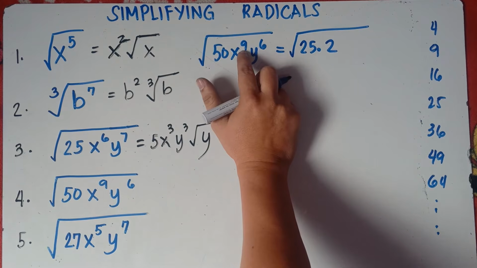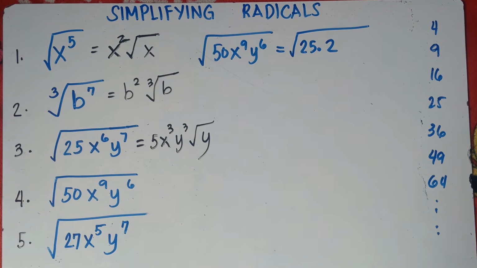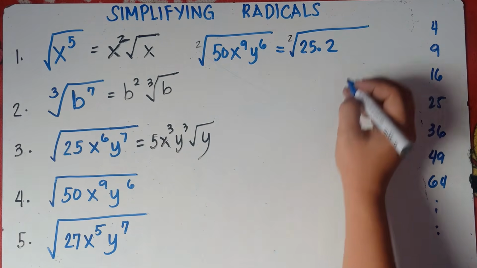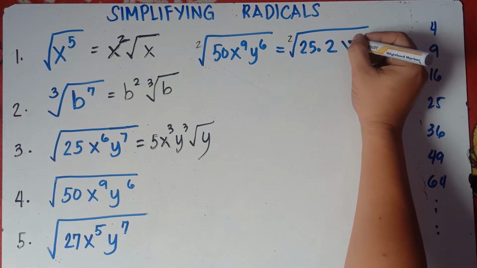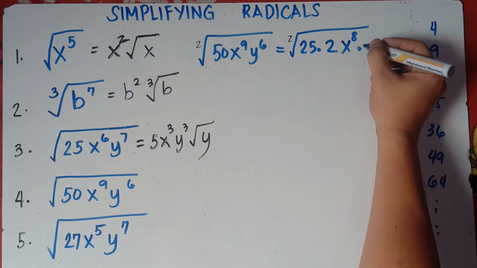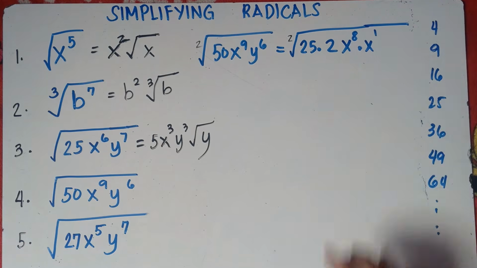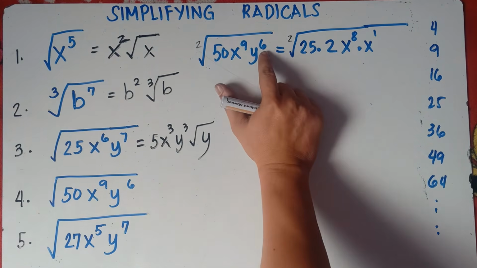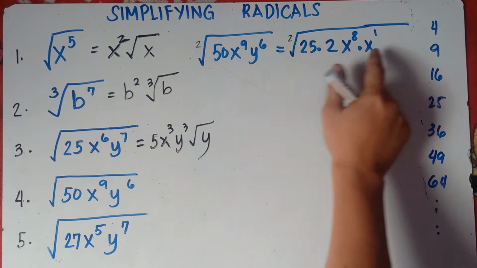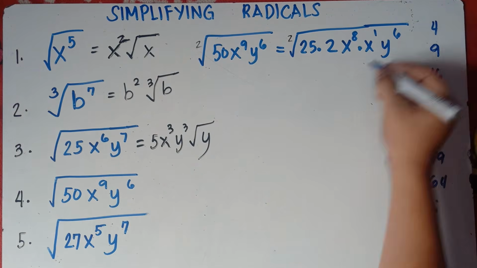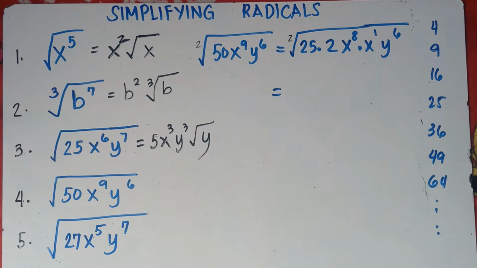For x raised to the power of 9, can we divide 9 by 2? Understood that there's 2 here. Can we divide 9 by 2? Nope, we cannot divide. So we can write this one as x raised to the power of 8 times x raised to the power of 1. Okay, 8 plus 1, that is 9. How about for 6? Can we divide 6 by 2? Yup, we can divide 6 by 2. So we copy y raised to the power of 6, since we can divide it directly.